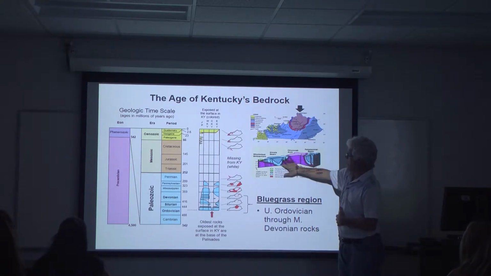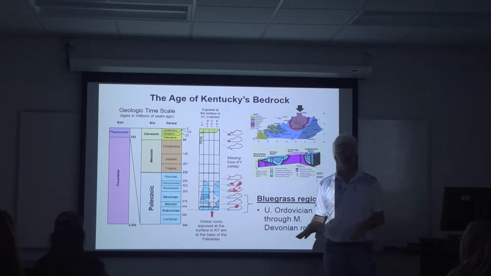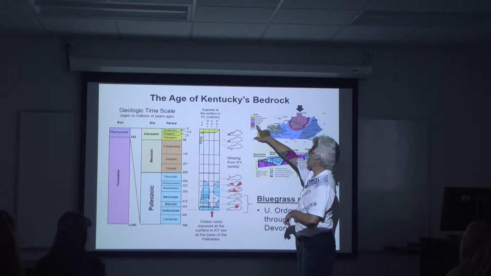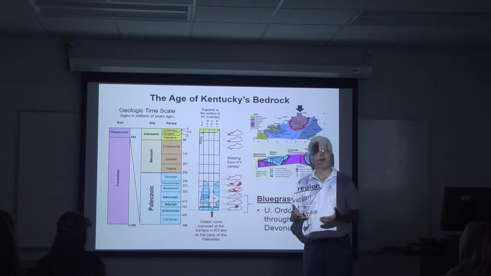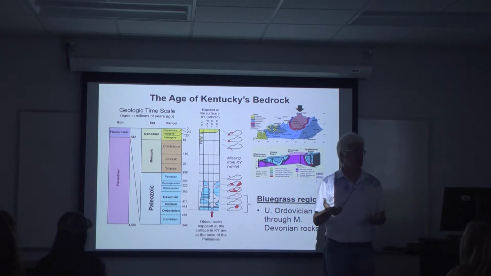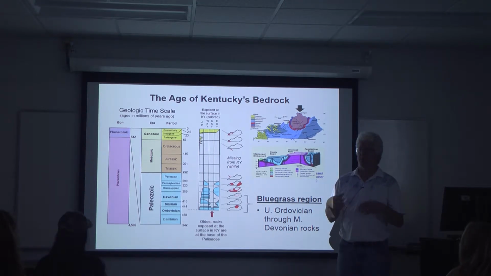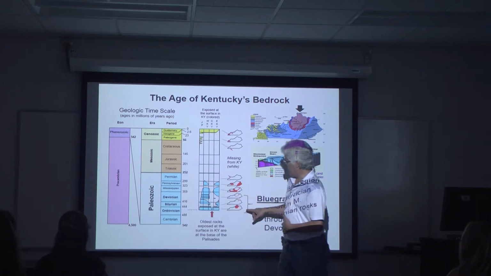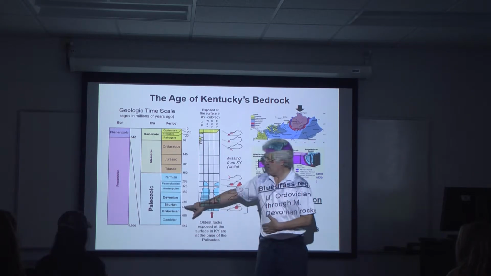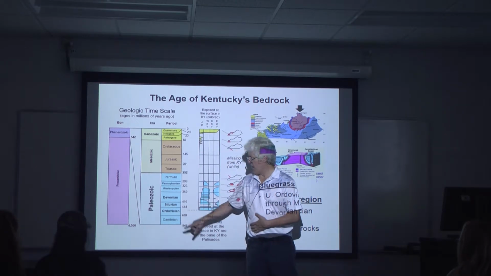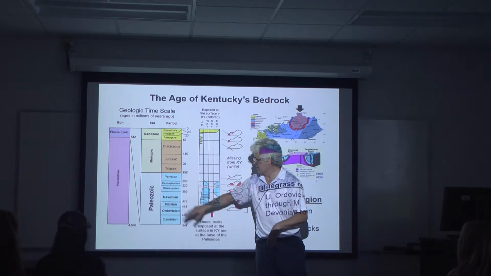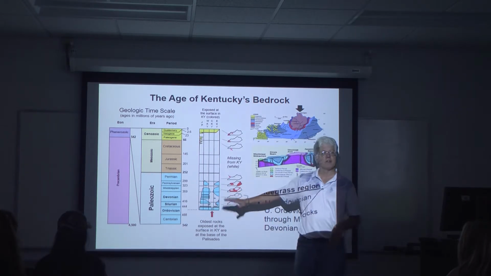Now these rocks are a record of the Earth history. All right, so when we use terms like Ordovician, Silurian, Devonian, Mississippian, those are age terms. All right, they're periods and systems of time that geologists classify rocks by. And in the bluegrass region, in the center here, we have mostly these Ordovician age rocks, which are about 450 million years old, Silurian, and some of the Devonian. So that's the package of rocks.